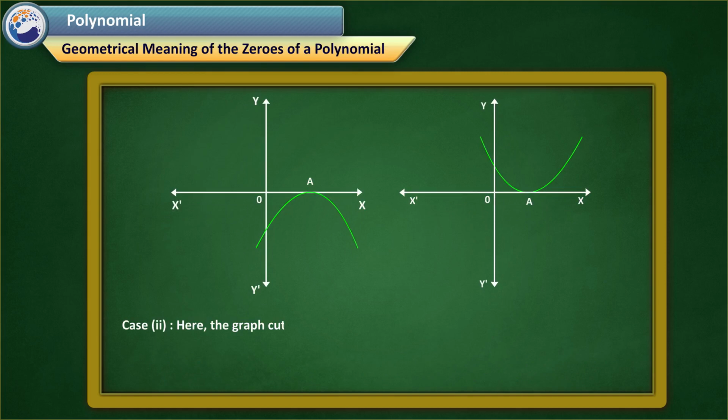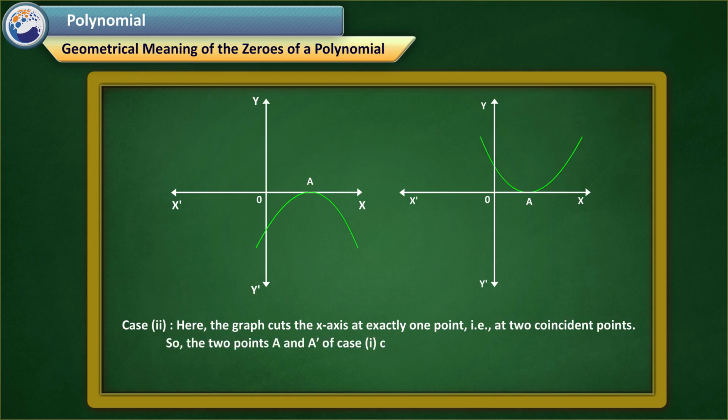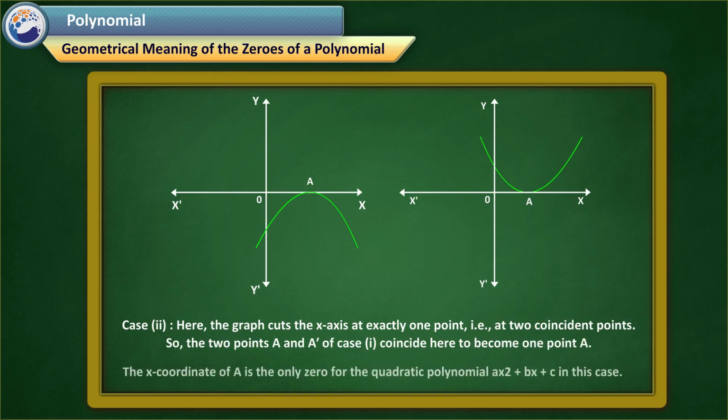Case 2. Here the graph cuts the x-axis at exactly one point, that is, at two coincident points. So the two points A and A1 of case 1 coincide here to become one point A. The x-coordinate of A is the only zero for the quadratic polynomial ax squared plus bx plus c in this case.